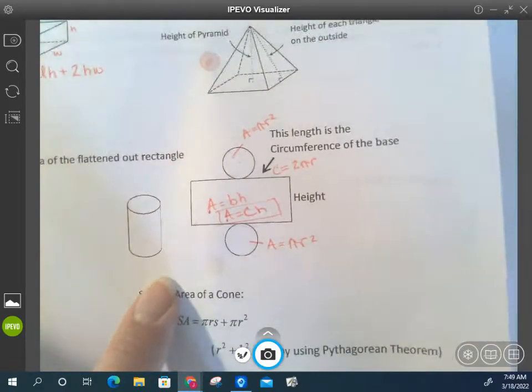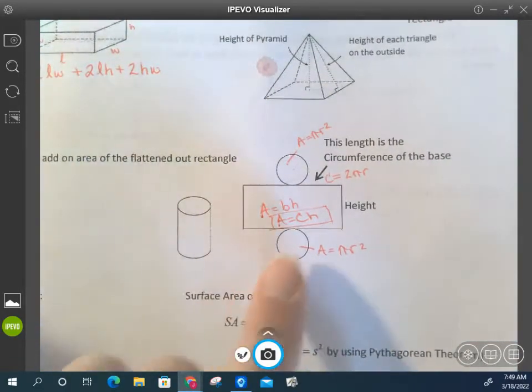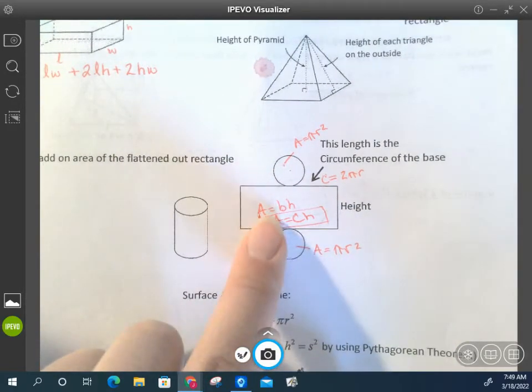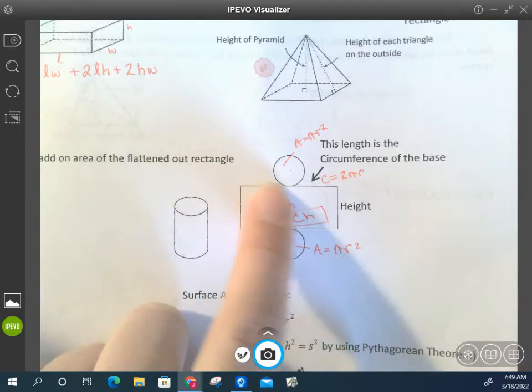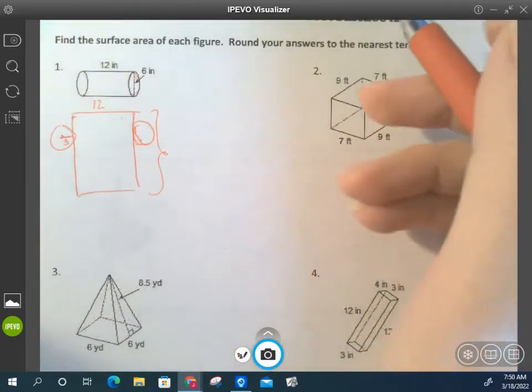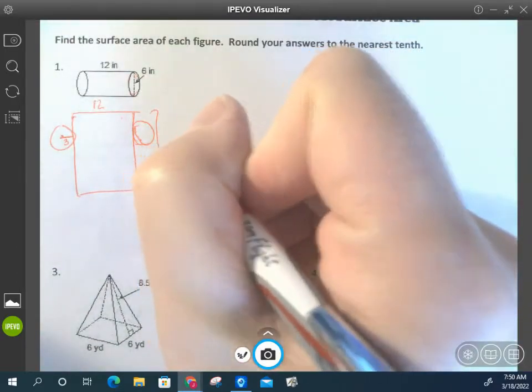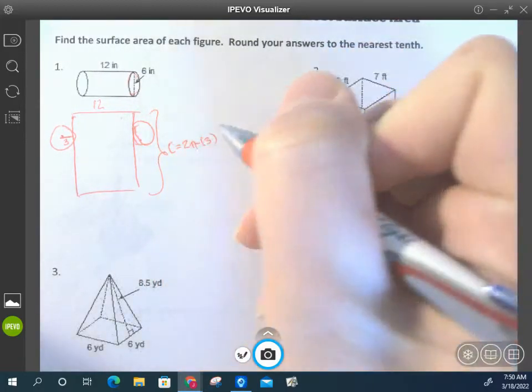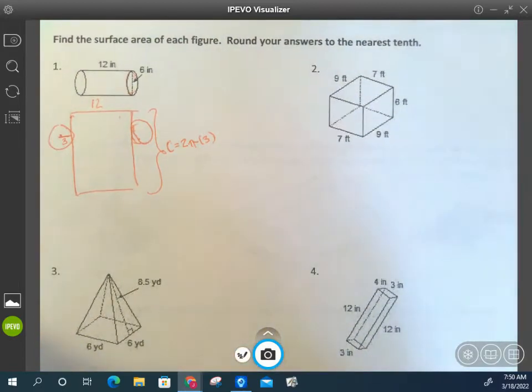Also, I showed you, these are your areas of a circle. We have two circles. The area of a rectangle is base times height, but this side right here is the circumference, 2 pi r. So it's circumference times height. So the circumference is going to be 2 pi times 3. Tell me what we get. 18.85-ish. I didn't know 5-ish was a term in math. Yeah, I'll go with that.